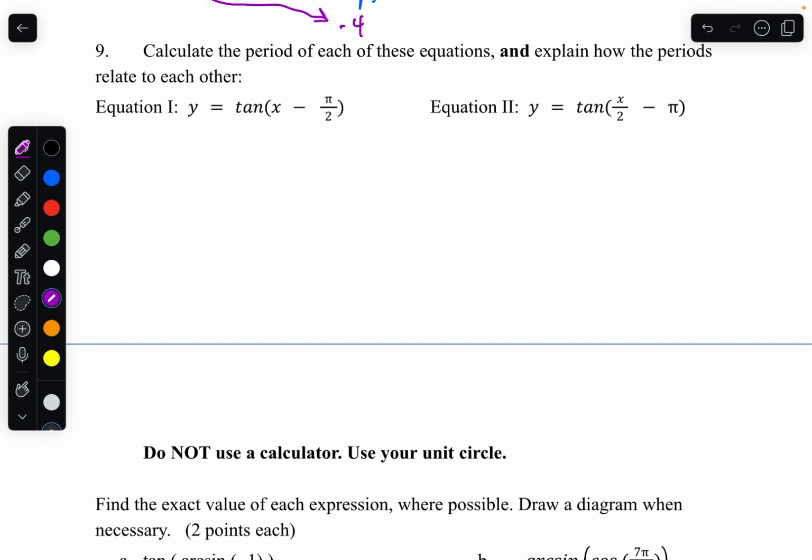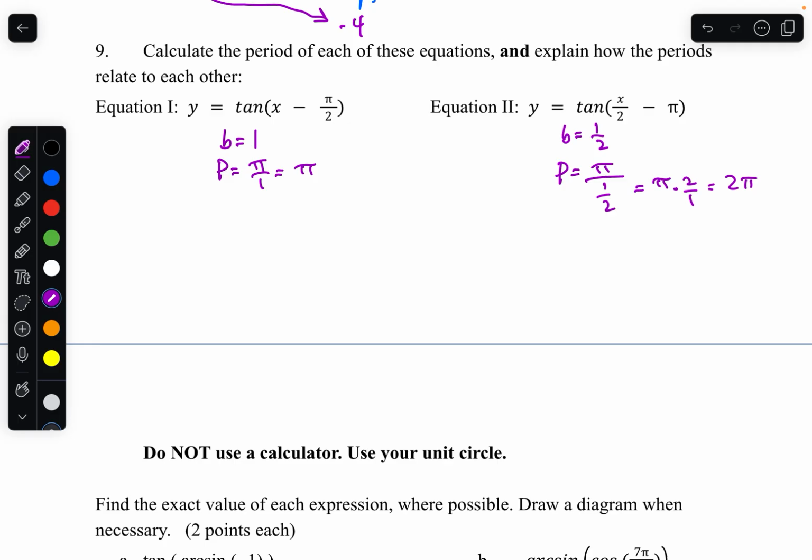All right. Calculate the period of each, and explain how the periods relate to each other. Here, the b value is 1, so that means the period is pi over 1 because we're doing a tangent. Over here, the b is 1/2, so that means the period is pi divided by 1/2. Well, remember, dividing by a fraction, the answer is going to get bigger, or take pi times 2 over 1, and I get 2 pi. So you can see equation 1 has a period that is half of equation 2.